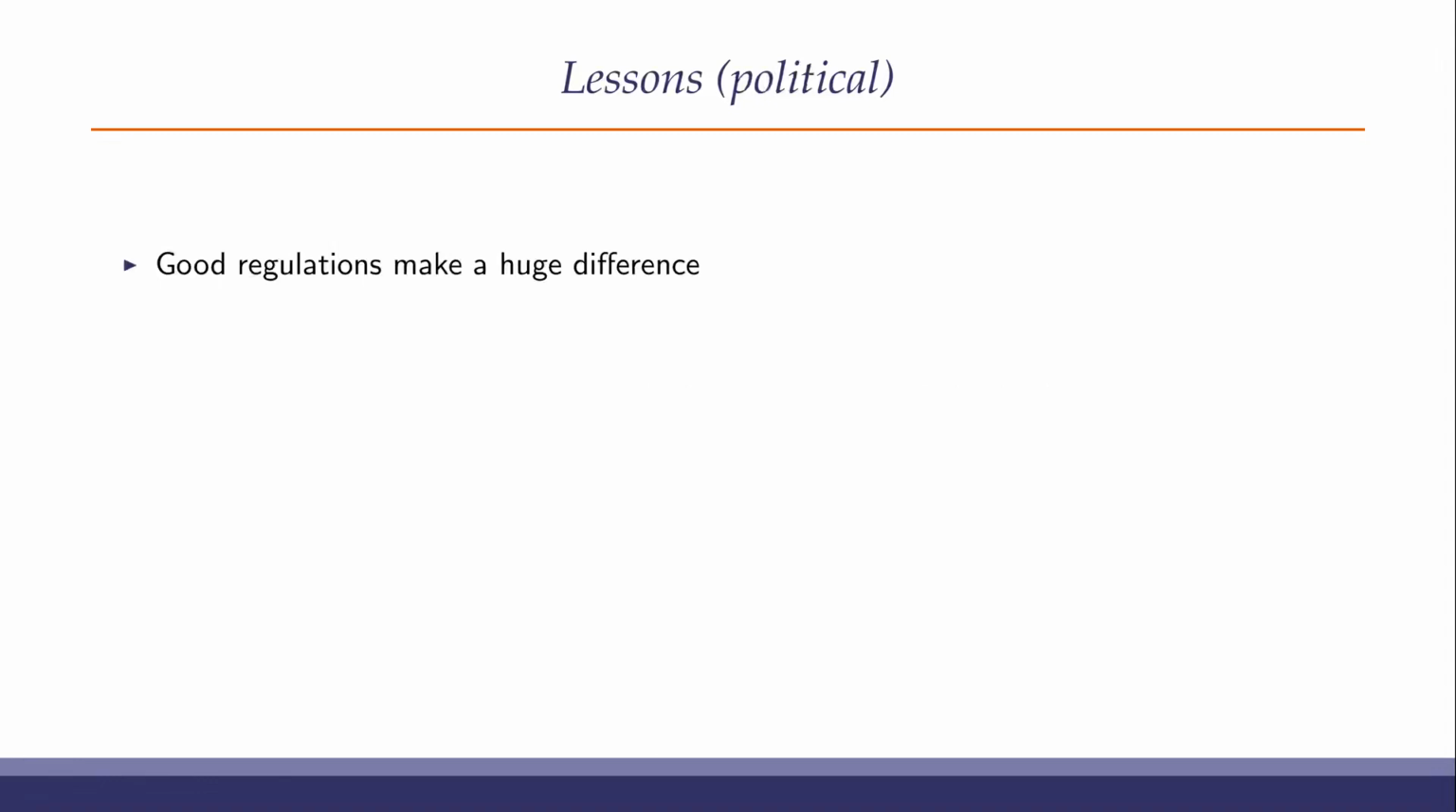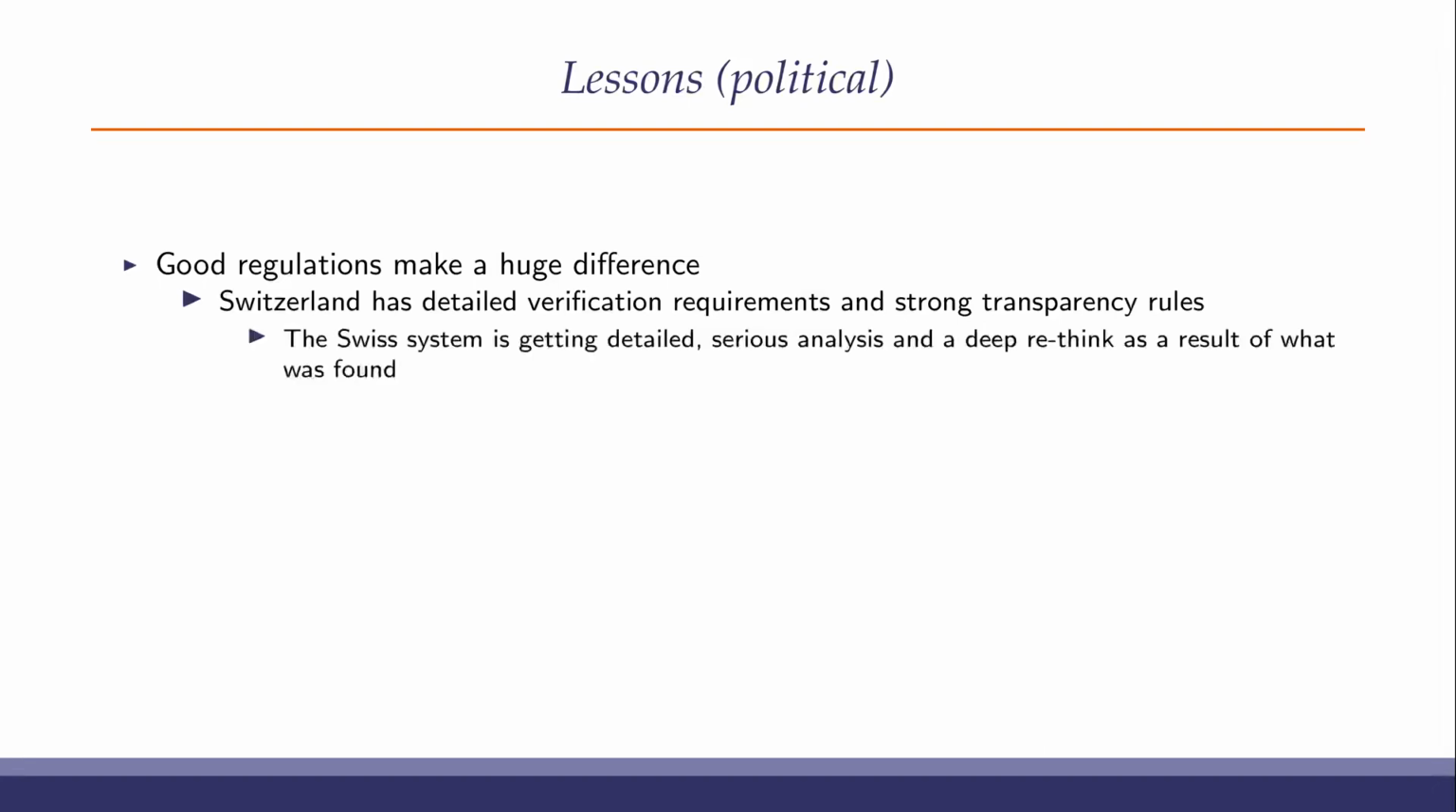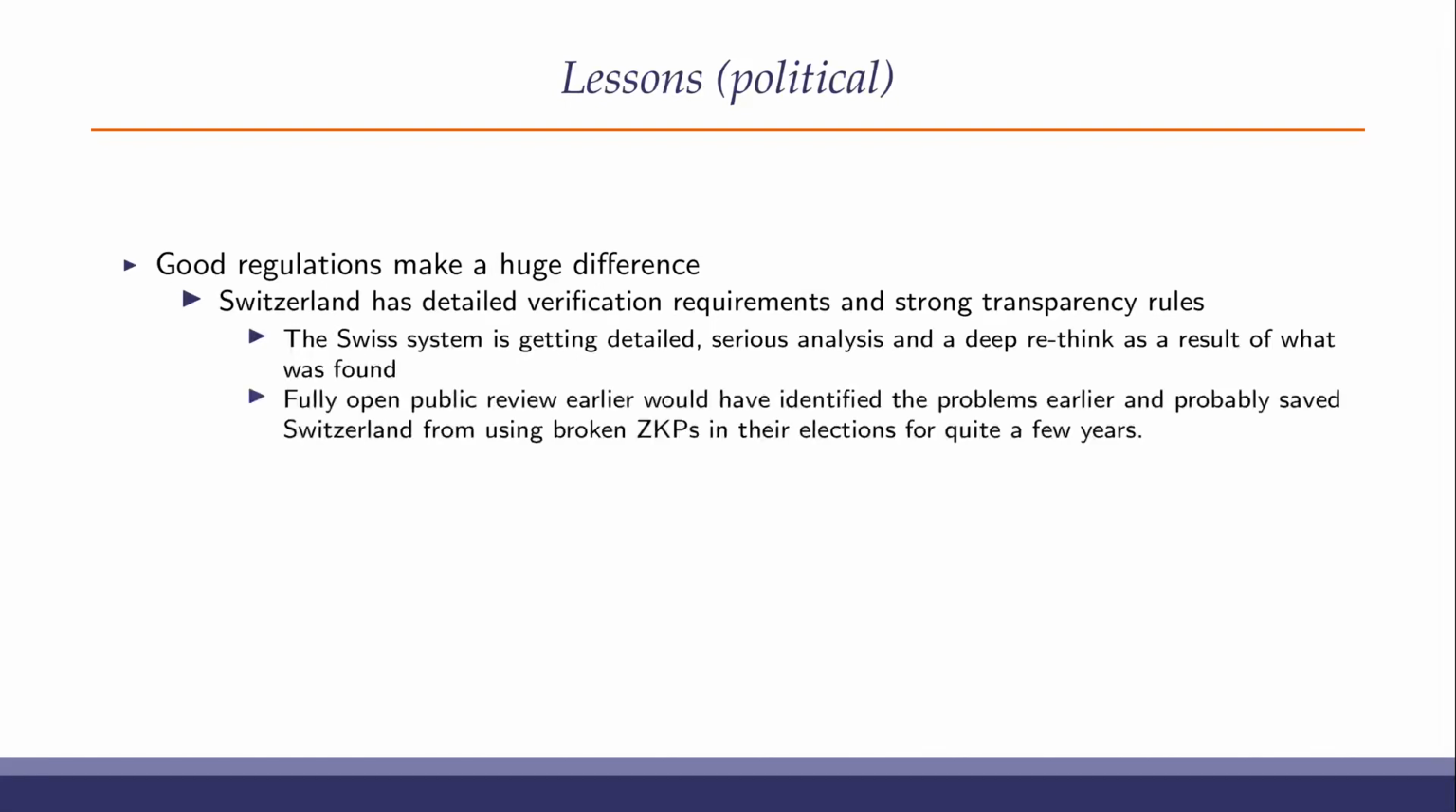In some ways, it seems to me that the political lessons are actually a lot more interesting here. Switzerland and New South Wales are stories of two countries with somewhat similar internet voting systems, indeed identical in places, and yet completely different outcomes based on the completely different quality of their regulations. Switzerland has really detailed verification requirements and strong transparency rules. And the Swiss got detailed analysis of their system, and they're having a deep rethink as a result of what was found. Fully open public review even earlier would have spotted the bugs in the system they'd already used even earlier than they had it.